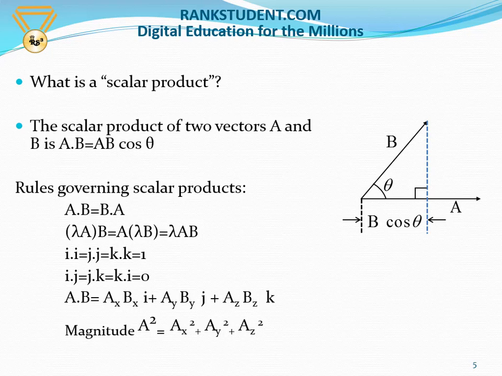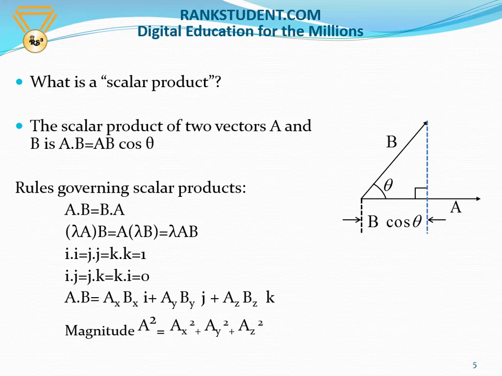The rules governing scalar products, we have studied them in the past. A dot B is the same as B dot A. When you multiply one of the vectors A by a constant quantity lambda, lambda A times B is the same as A times lambda B, which is the same as lambda times AB. The dot product of a unit vector by itself is unity. The dot product of a unit vector with another vector which is perpendicular to it is 0.